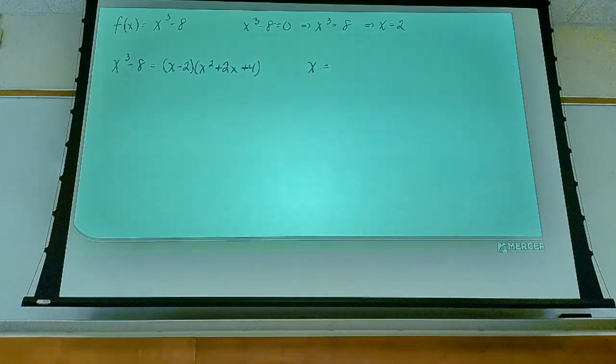So how would you get down to that quadratic equation, say if you didn't know that x equals 2 you found as a 0? Use synthetic division with 2. Right, so you have as your coefficients 1, 0, 0, negative 8, then use synthetic division with 2. You'll get 1, 2, 4, 0.